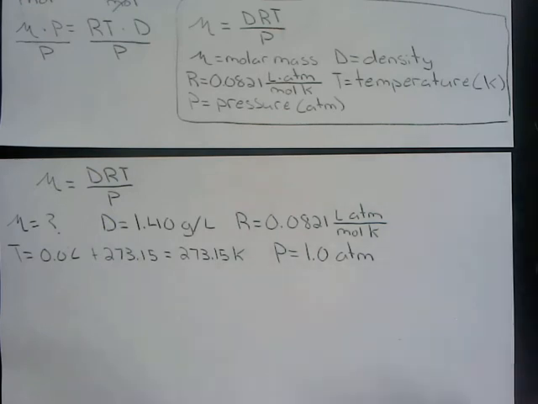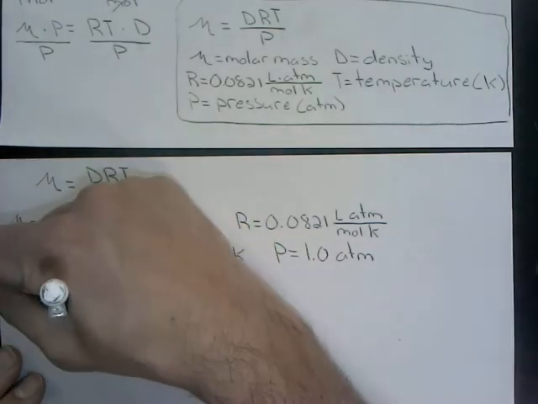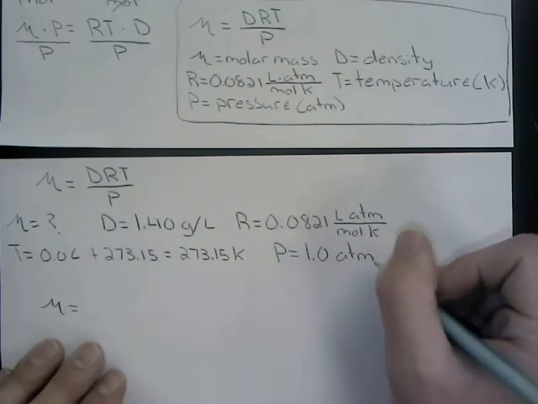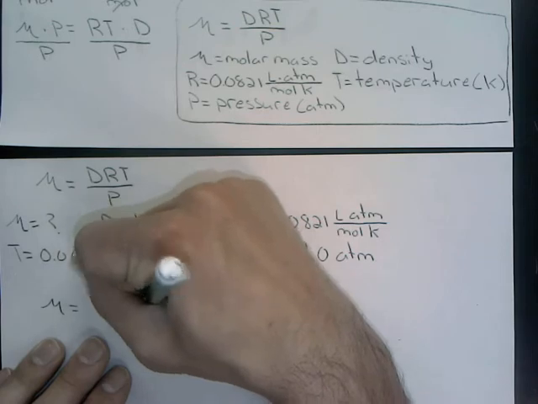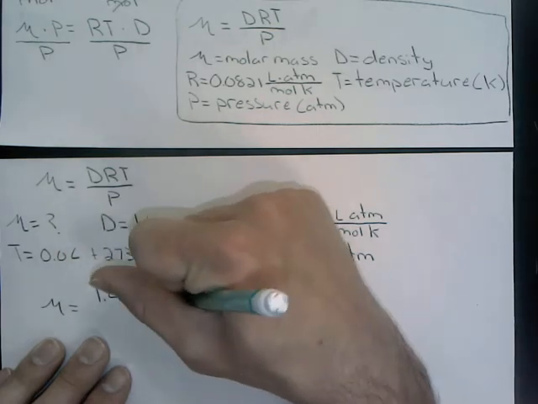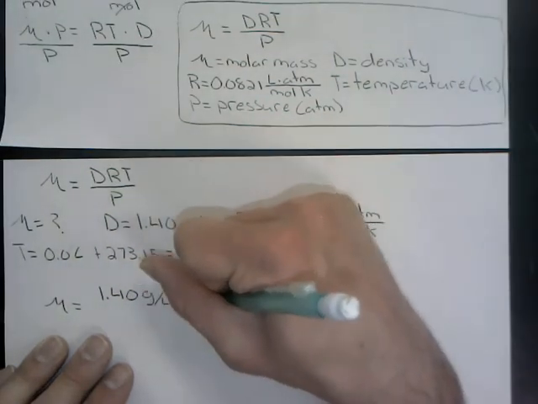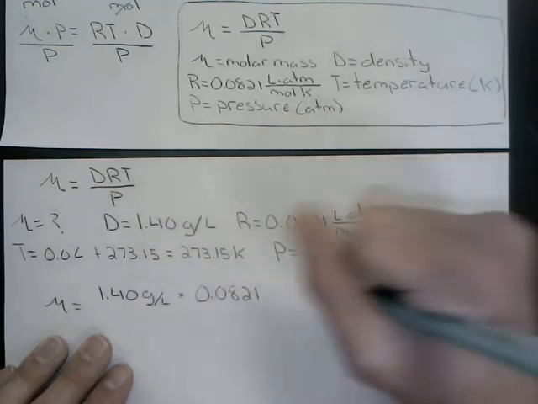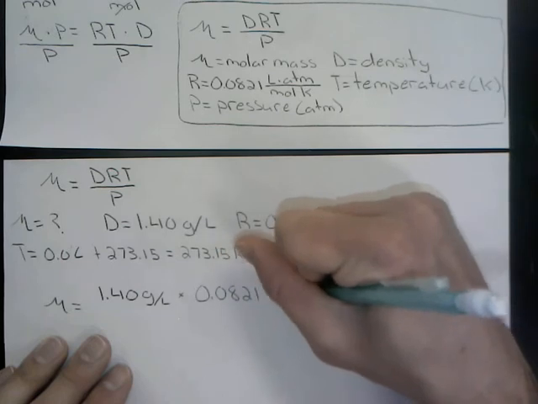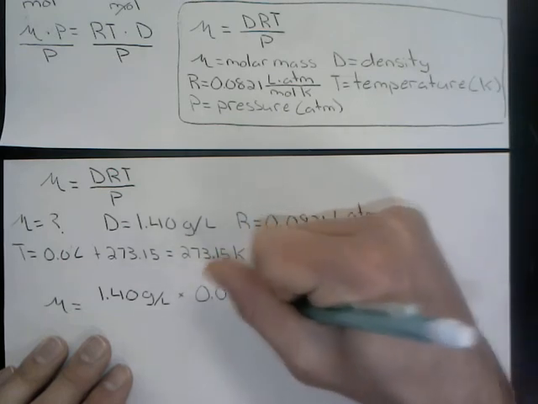Okay, so now we're going to put this all together and solve for the molar mass of this gas. So we have our M equal to our density, which is 1.40 grams per liter, times our ideal gas law constant, 0.0821 liter atmosphere per mole Kelvin.